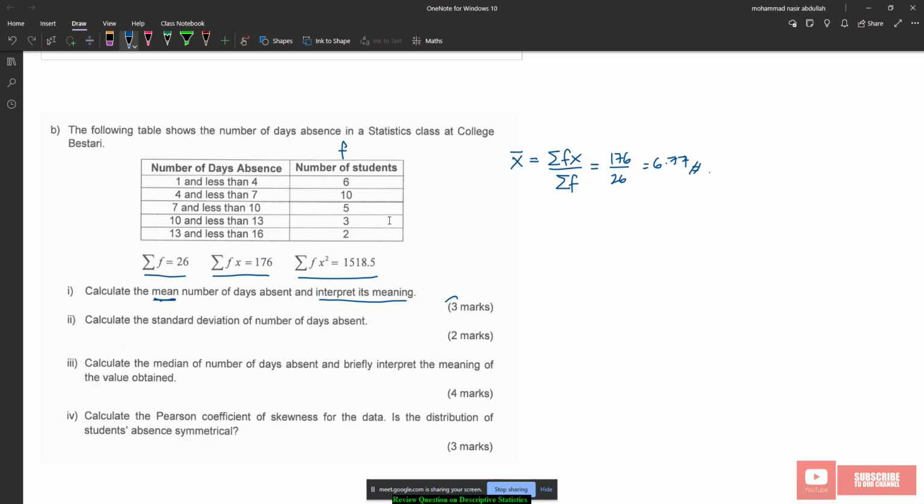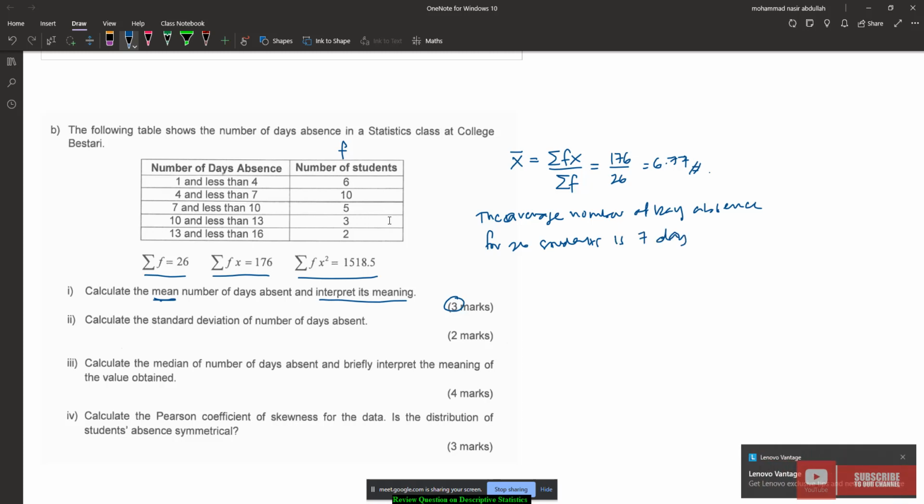We need to interpret, because the marks is 3 marks. So it means that the average number of days absent is 6.77 days, or equal to 7 days, right? The average number of days absent for 26 students is 7 days, right? Days cannot have decimal points, because it's a whole number. For number of absences, it should be a whole number, right? So we need to round up this number.